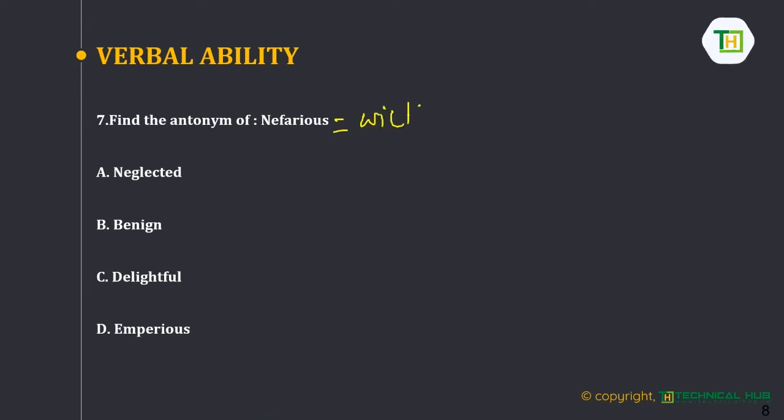Nefarious means wicked, or we can call it evil-minded, bad-minded, or sinful. Sin means papam. Do you know? So wicked means the one who has bad kind of qualities and always tries to cheat someone. Such people are called nefarious.